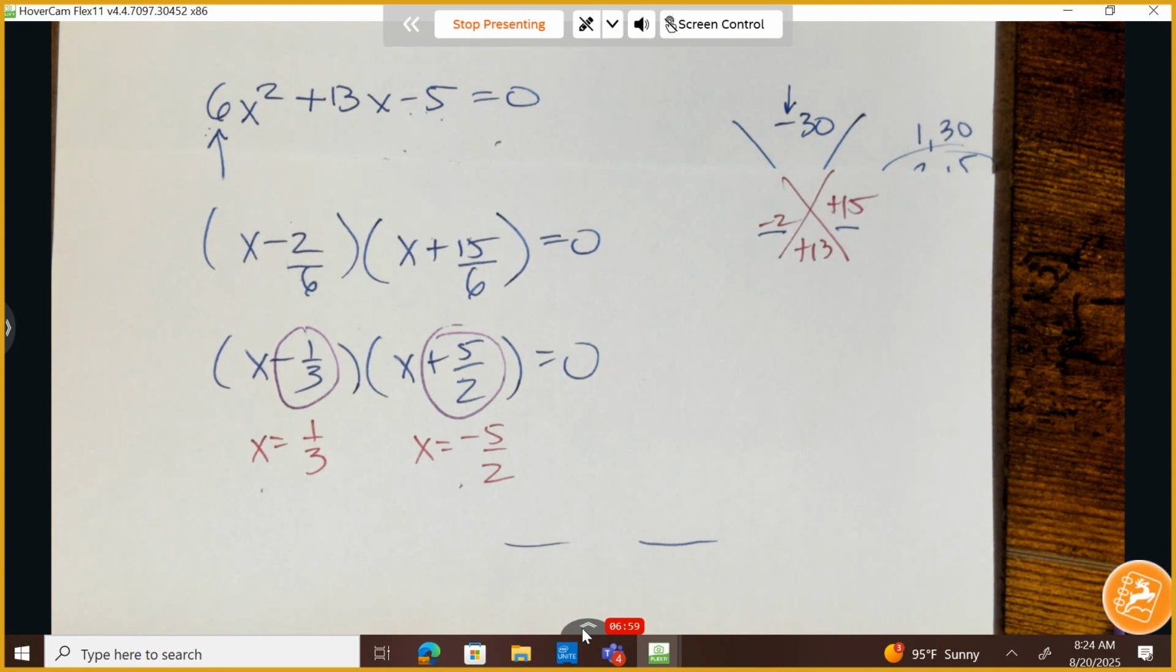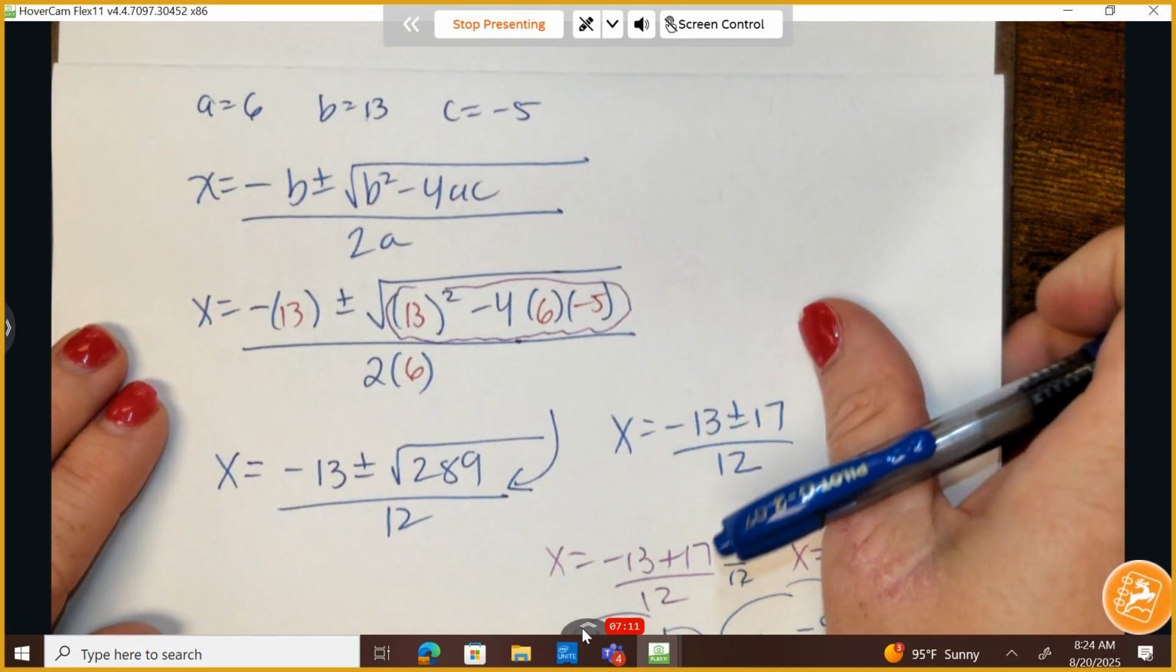The big takeaway from the notes last night is most of us choose to use factoring, but factoring will not always work as a method to solve quadratic equations. Most of the time it will, but what will always work is going to be the quadratic formula.